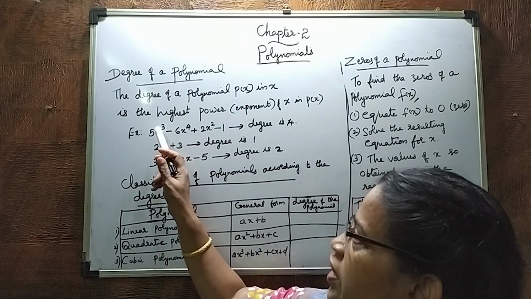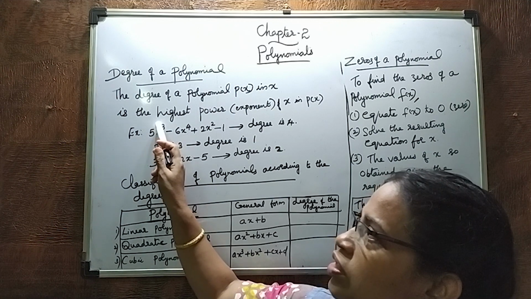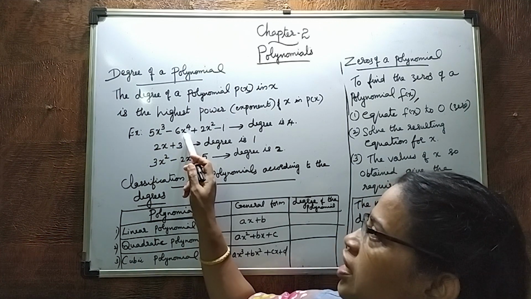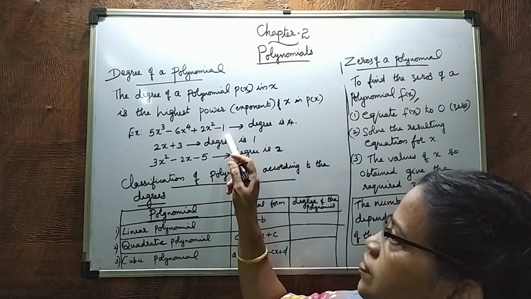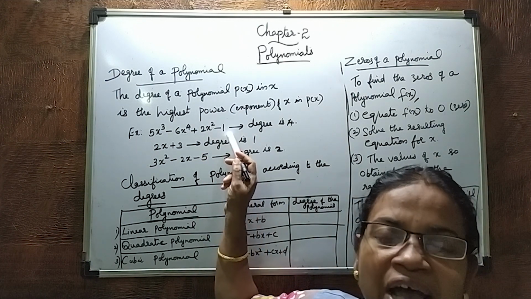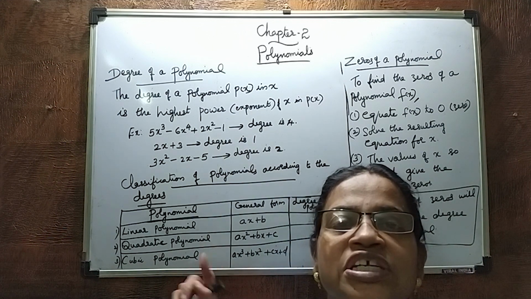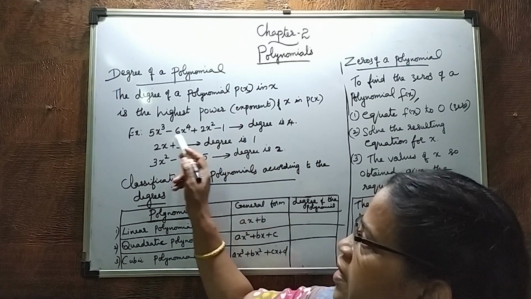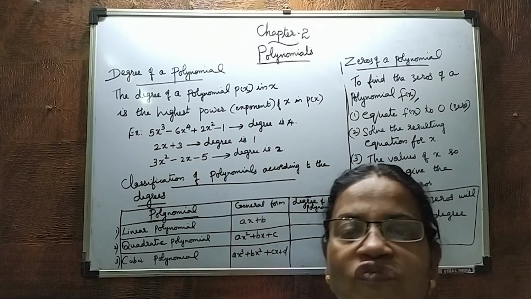So here the exponent is 3, x raised to 3. So 3 is the exponent. Here this 4 is the exponent, 2 is the exponent, and for this one, this is a constant number and it is x raised to 0. So the exponent is 0 there. So the highest is, here 4 is the highest. So the degree is 4.